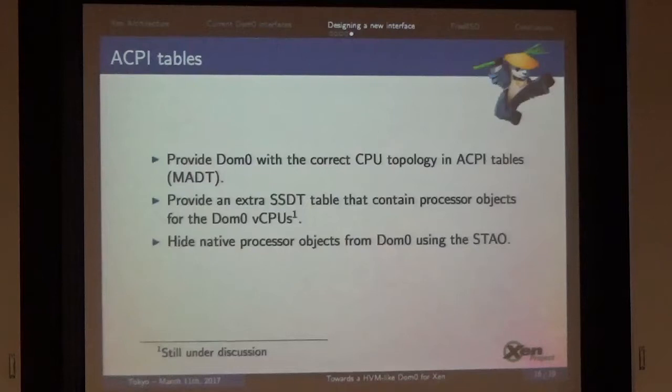And finally, for those devices that DOM0 is not supposed to have access to, or those devices that are taken over by Xen and that DOM0 cannot manage, we are going to use a table that's called STAO. It's the status override table in ACPI that allows you to hide devices. Basically, you can put the ACPI namespace inside of this table, and DOM0 should avoid poking at that specific device.